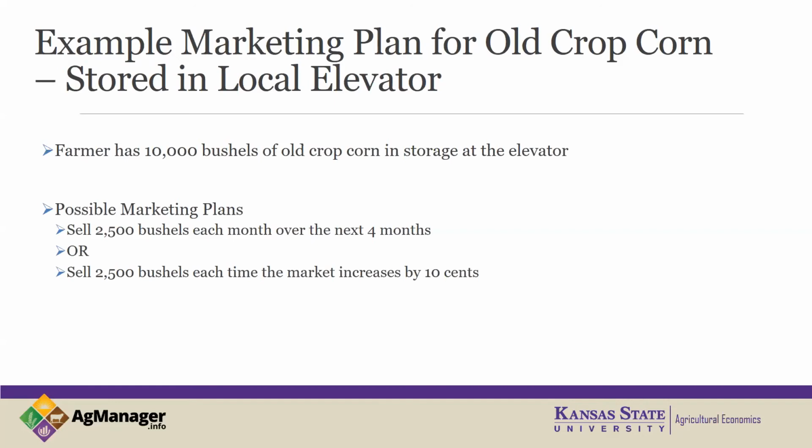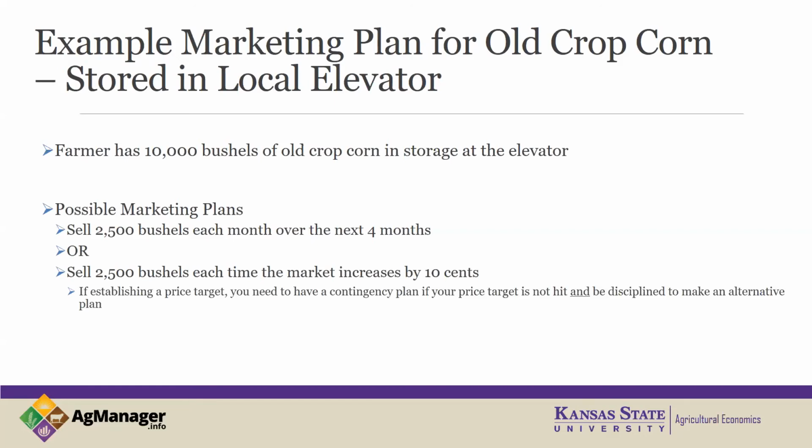Or, like we said, you can sell 2,500 of those bushels each time the market increases by, say, 10 cents. And maybe you set that at the very beginning. So what you've done is set that target price on your marketing plan. Now, if the market doesn't hit it, then you have to be very disciplined, like you would with a home budget, to make some alternative plan. Because as you know, markets don't always behave like we want them to. Maybe they're not going to go up. Maybe they're going to go down. So you're going to have to make some alternative plans as well.